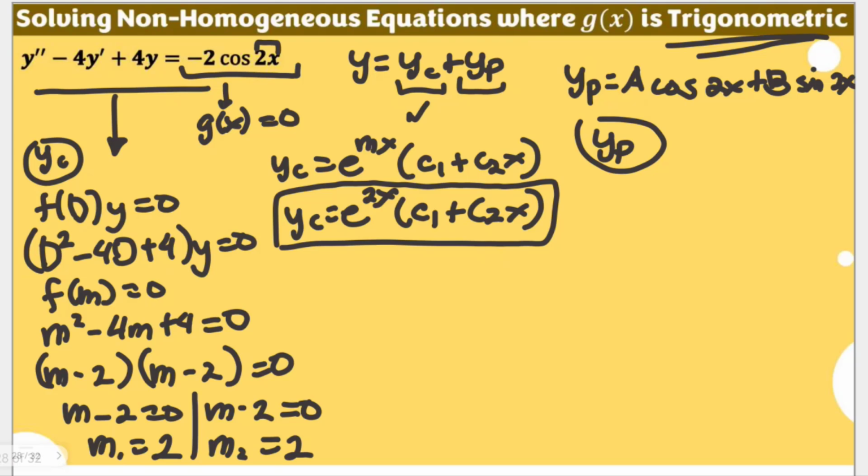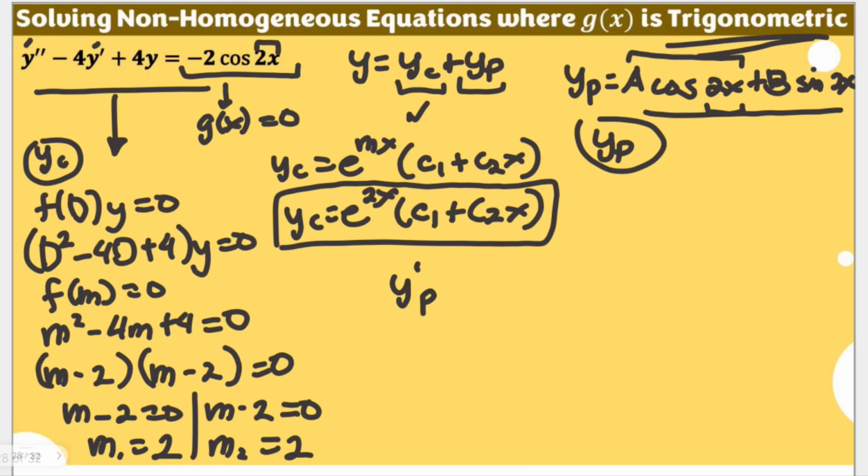Our y sub p will use this form, but take note that we have first order derivative and second order derivative of y. So we are also going to take the first order derivative of y sub p, to which we're going to substitute later on our original equation together with the second order. And take note that we have two terms here, and we have trigonometric functions where our angles are also not just equal to x, but it's 2x, so we're going to use a chain rule.